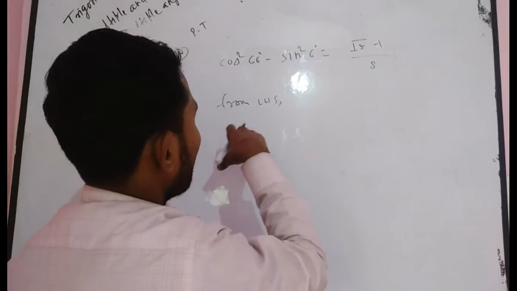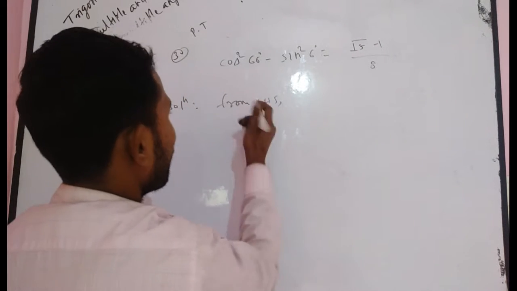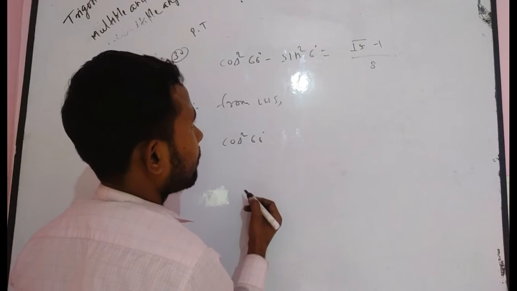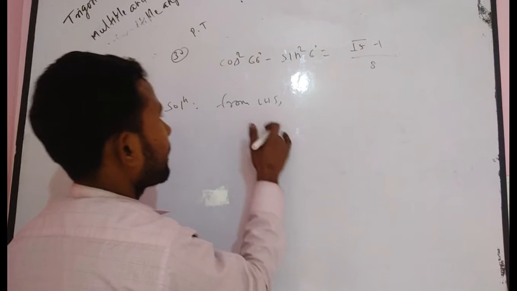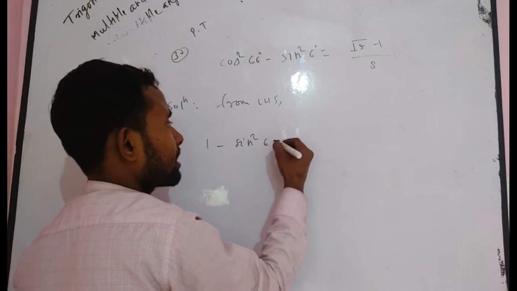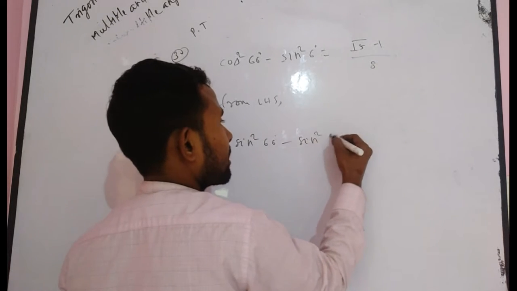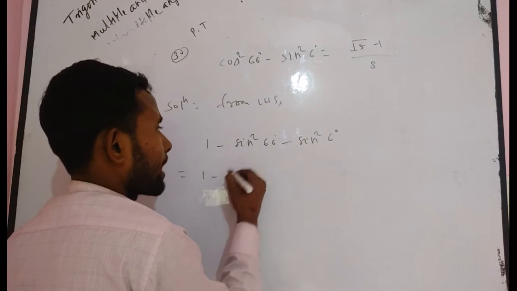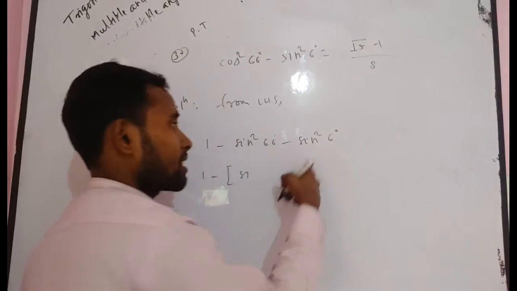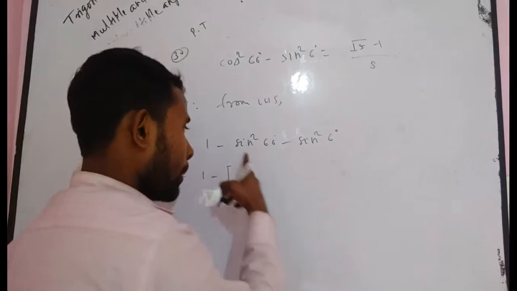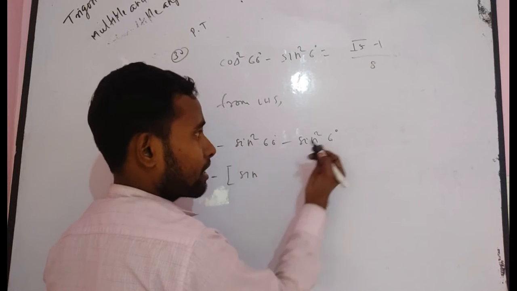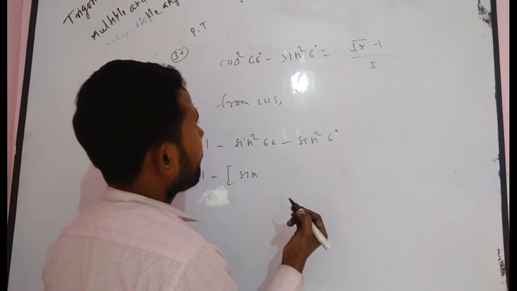Now, simply, firstly write from LHS cos square 66. Simply write cos square 66 can be written as 1 minus sin square 66 degree minus sin square 6 degree. Now take 1 minus. If you take common minus, you get sin square 66 plus sin square 6 degree.